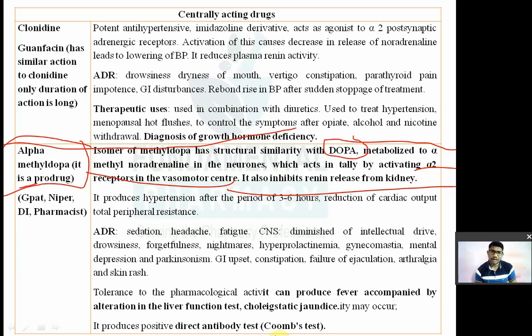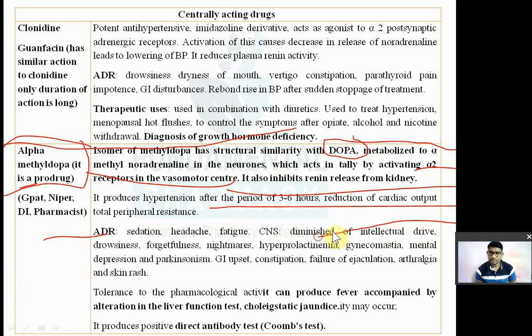Now it produces reduction in blood pressure after a period of 3 to 6 hours, with reduction in the cardiac output and total peripheral resistance. Now what are the adverse reactions? Sedation, headache, fatigue. Then what are the CNS adverse effects?